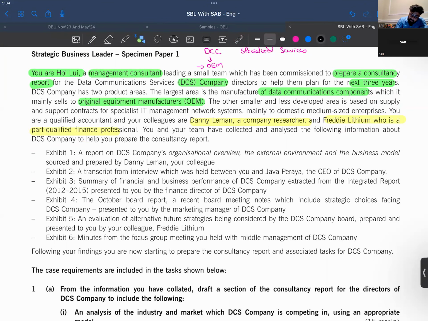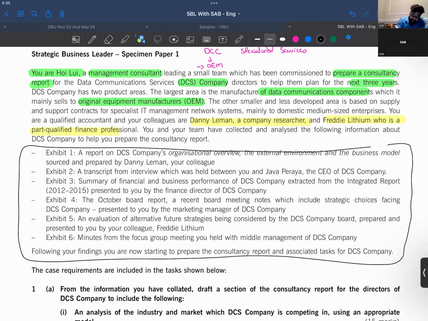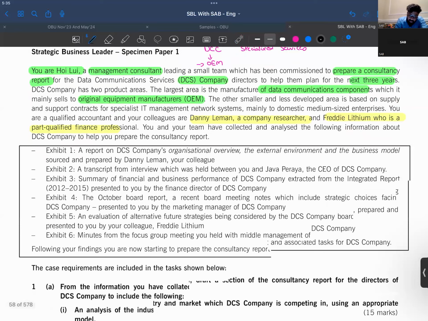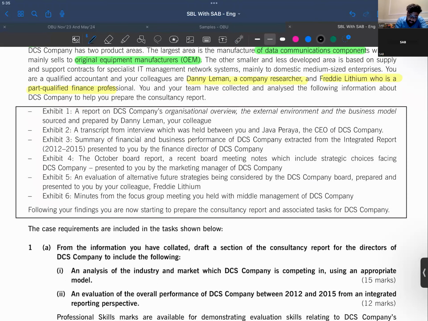Now the number of exhibits is going to be more than in the mini mocks, and the data in the exhibits is going to be more than in the mini mocks, right? You have a report on DCS company's organizational overview to give you an understanding of DCS, the external environment, and to discuss the business model, prepared by Danny Lemon, your colleague.